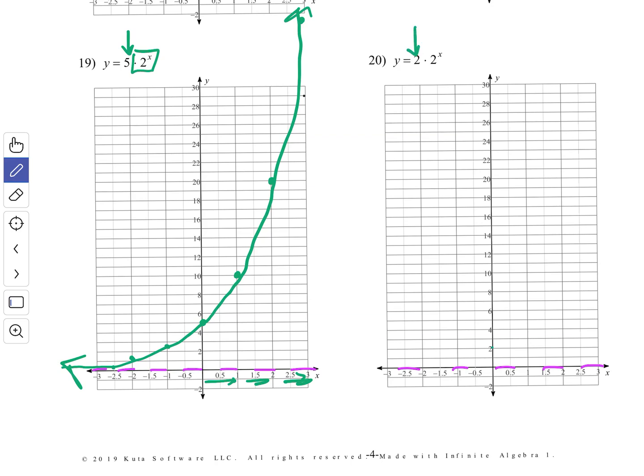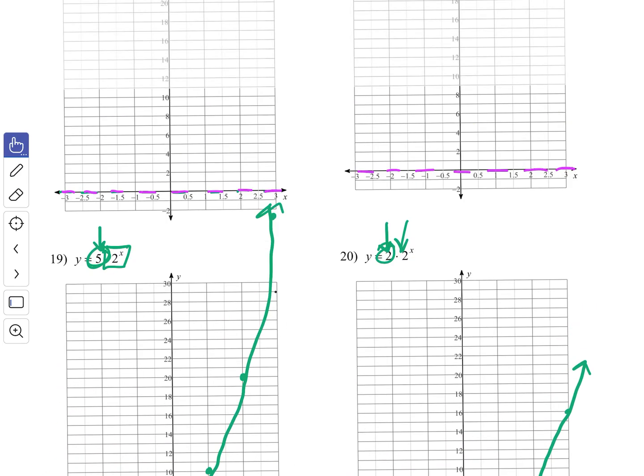Okay, number 20, starting at 2 and timesing by 2. So going to the left would be dividing by 2, so drop down to 1, 1/2, 1/4. Going to the right, it would be 4, then 8, then 16. And we would just start down low and just shoot up there. So it's not shooting up quite as quick, but starting at 5, starting at 2 affects that.